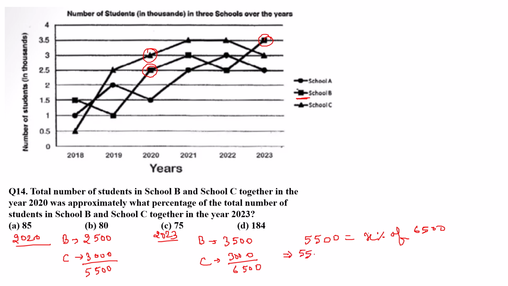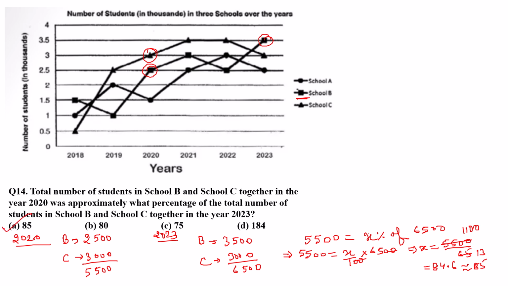So 5500 equals X by 100 into 6500. The two zeros will get cancelled, and X will be 5500 by 65. Now 5 times 13, 5 times 1100, and if you divide it, you will get 84.6, which is near to 85. So option A. Now moving to one more question.